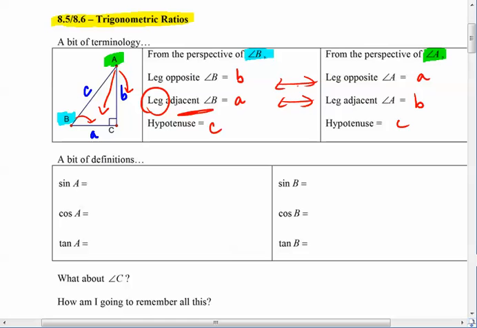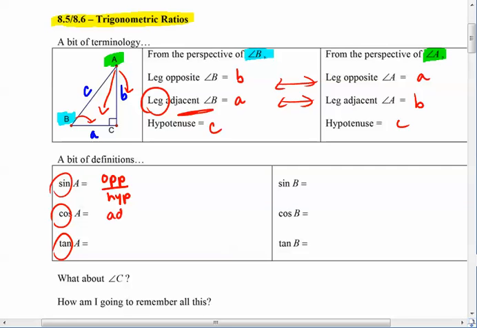Why do I bring this up? Well, I've been hinting for a while that you guys are going to learn about these functions called the sine, the cosine, and the tangent. These functions are ratios of sides of right triangles. The sine is the opposite side over the hypotenuse. A ratio of two sides of a triangle, the opposite side of the triangle over the hypotenuse.